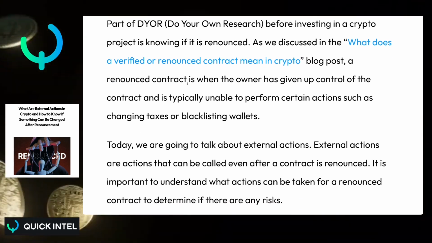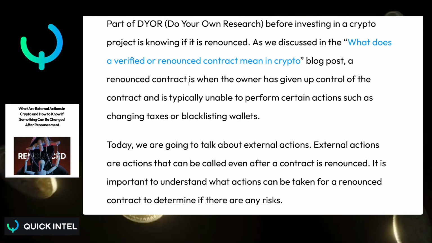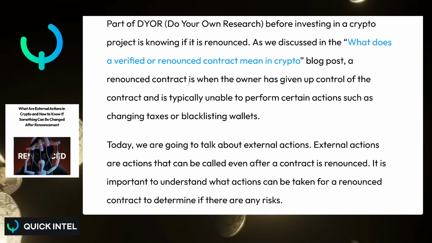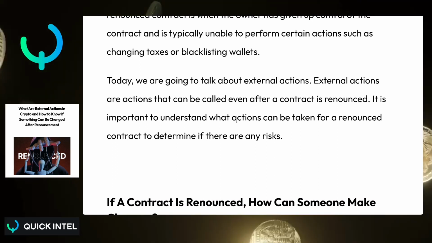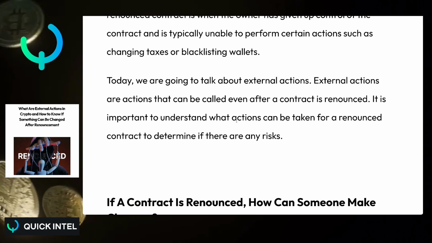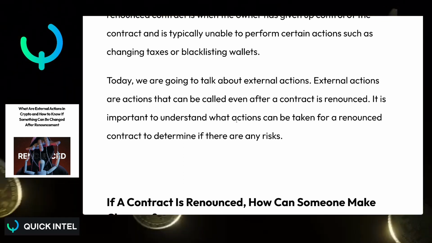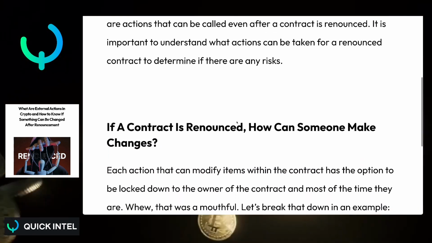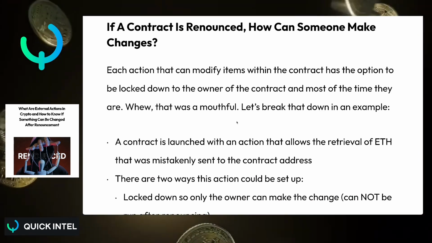A renounced contract is when the owner has given up control of the contract and is typically unable to perform certain actions such as changing taxes or blacklisting wallets. So today we are going to talk about external actions. External actions are actions that can be called even after a contract is renounced. It is important to understand what actions can be taken for a renounced contract to determine if they are at any risk. So if a contract is renounced, how can someone make changes?